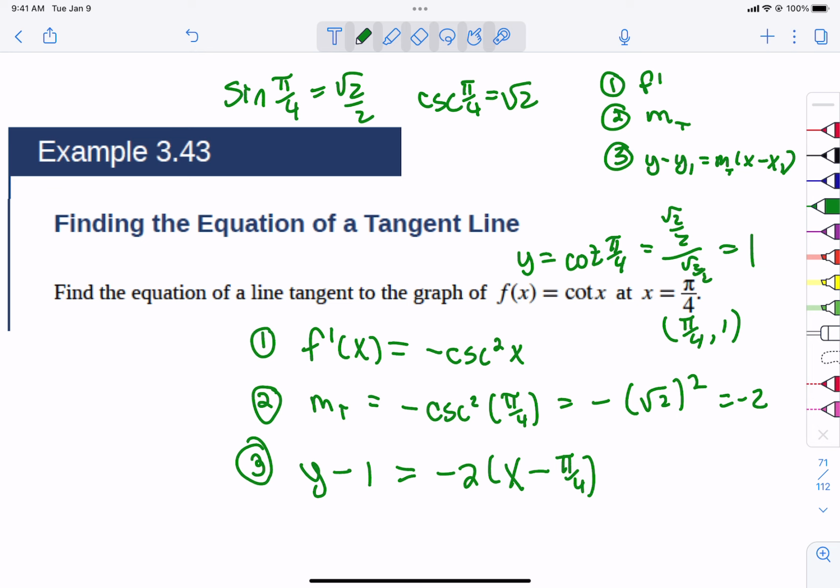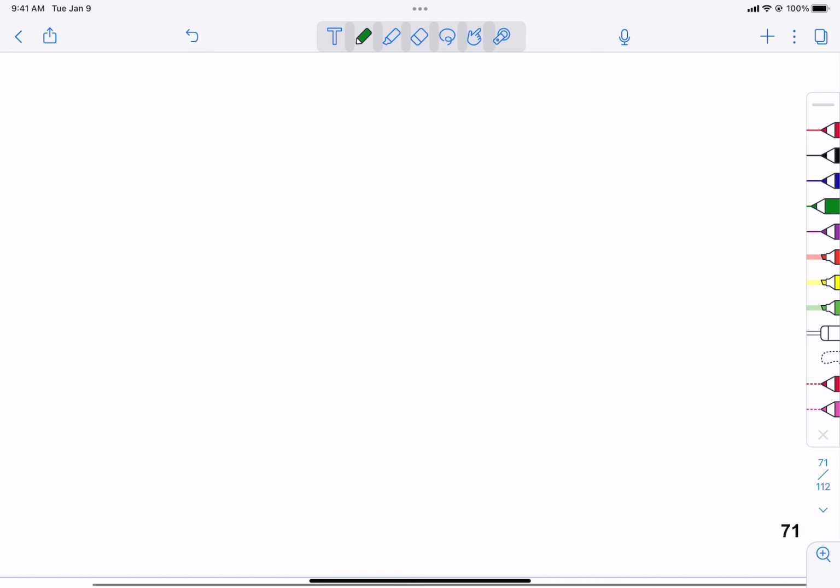So, you wondered why at the beginning of the school year we looked at our unit circle again. Because things like this. Now, they usually aren't necessarily testing you too much on your unit circle values. They usually give you pi over 3s, pi over 6s, or pi over 4s. Something related to those main good ones. So, any questions on 343? Okay.